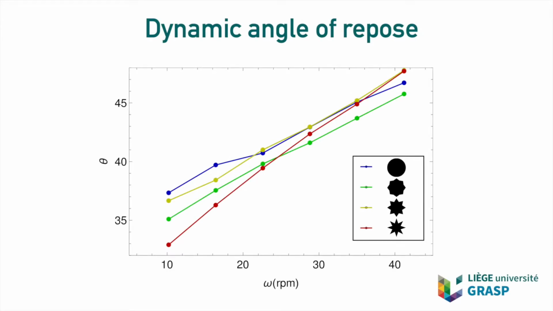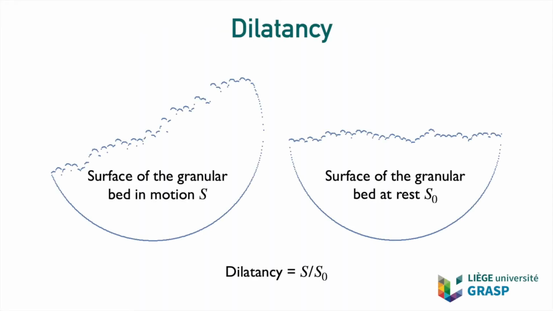When measuring the dynamic angle of repose, we observe at high rotation speed that the less circular grains in red on this graph reach a higher angle than circular grains. We explain that with the measurement of the dilatancy. So the dilatancy is a measurement of how the granular bed dilates once it is flowing.